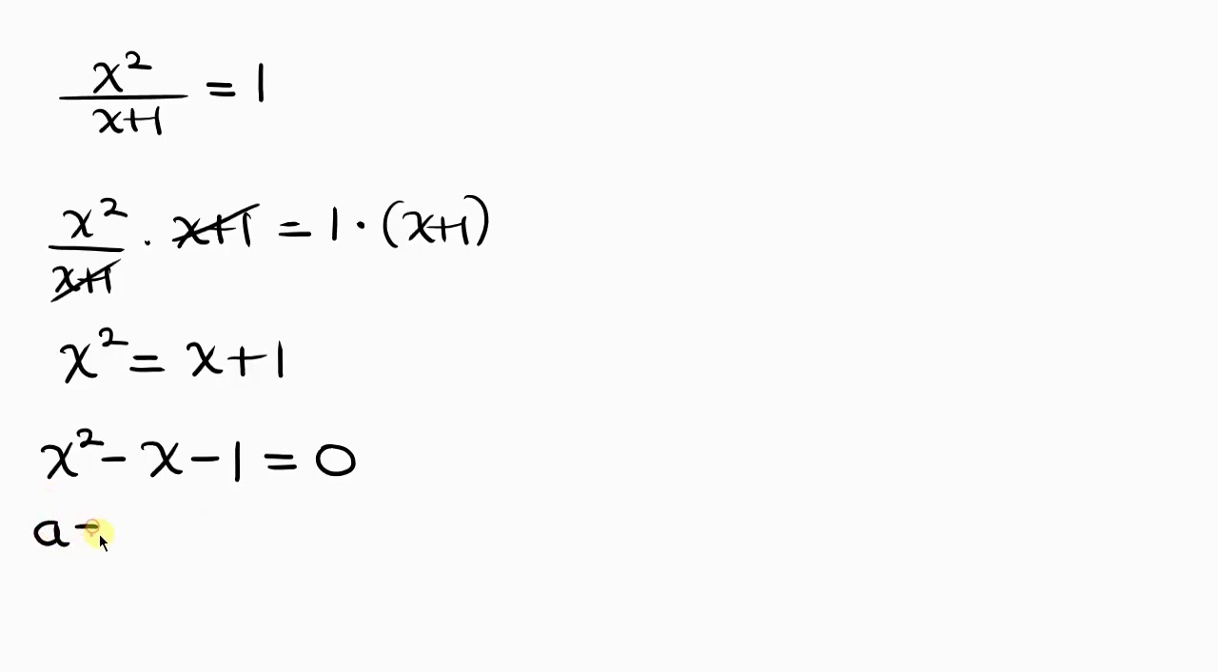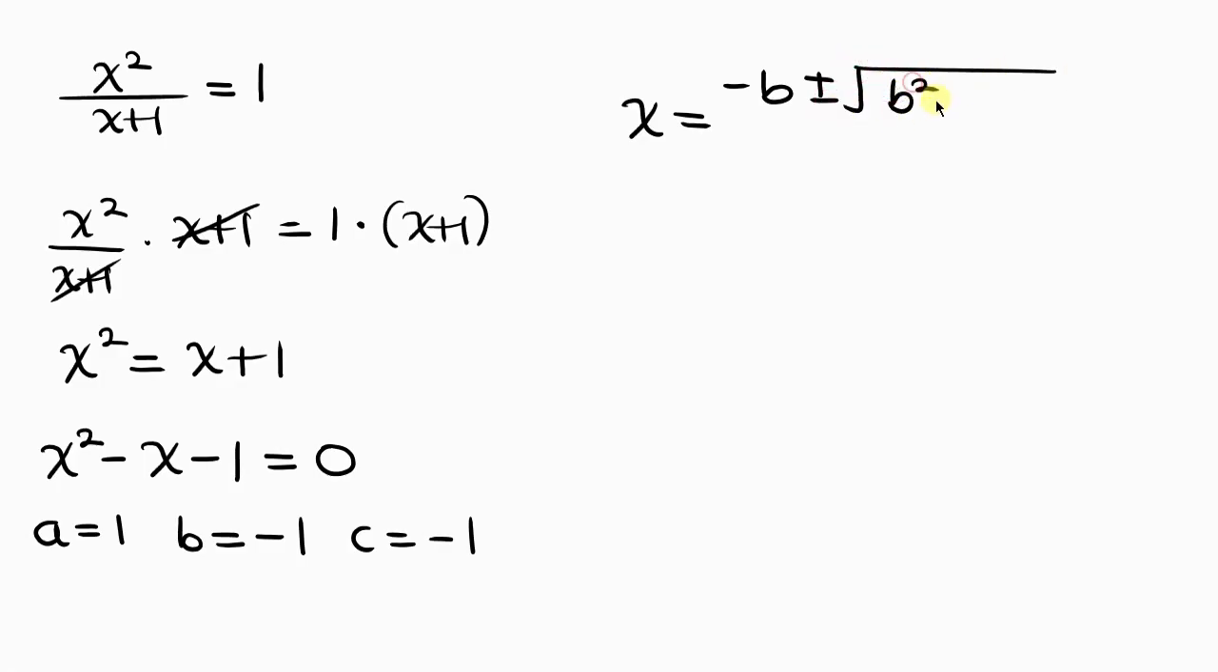Our a here is the coefficient of x squared, and that's 1. Our b is the coefficient of x, and that's negative 1. And our c is the constant term, which is also negative 1. So since we're looking for x, using the quadratic formula, x is equal to negative b plus or minus the square root of b squared minus 4ac all over 2a.